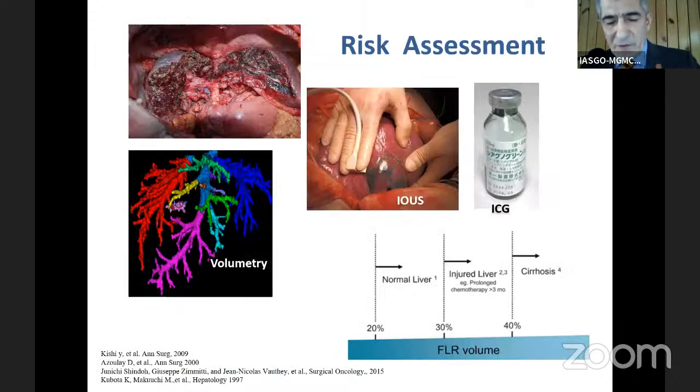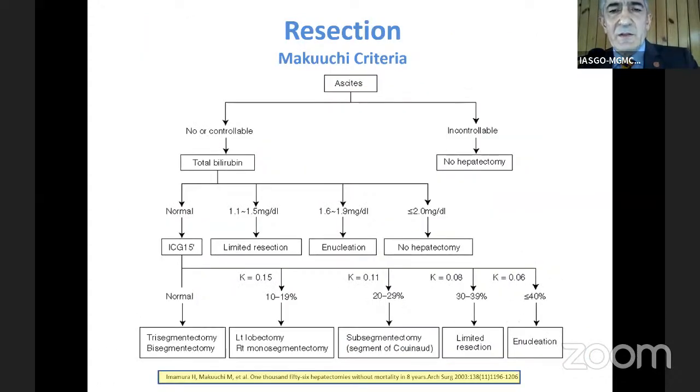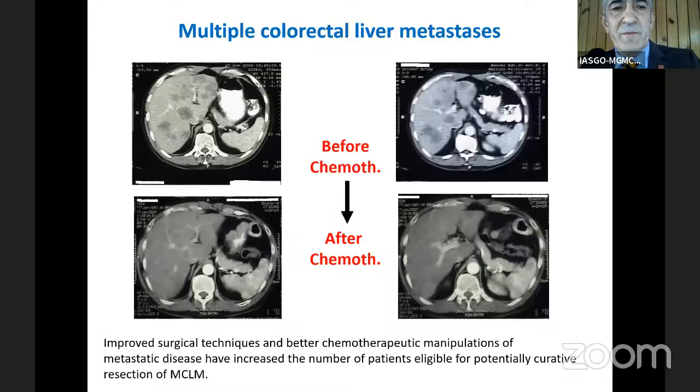Risk assessment is very important. With this algorithm, more than 1,000 patients were operated. Of course, this is for the cirrhotic patient, but bilirubin level is very important. And a bilirubin level of more than 2 milligram per deciliter for liver resection is very dangerous.